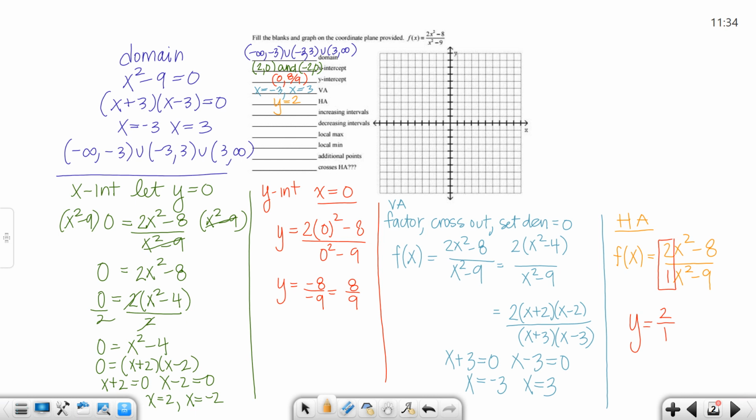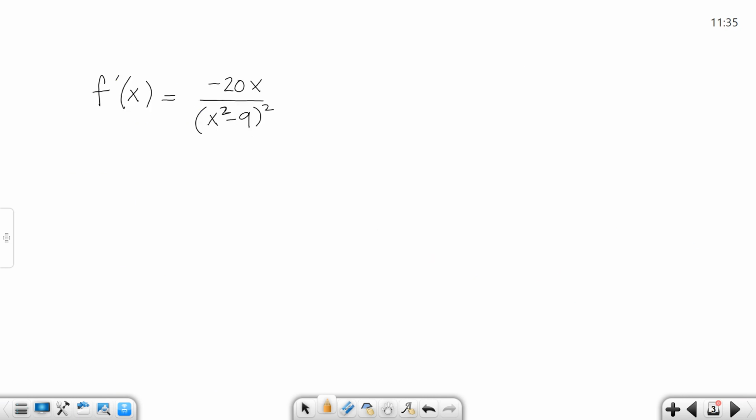Then we move to increasing, decreasing, max, and min, and so forth. Now I had to put that on a separate slide. When we're finding increasing and decreasing, the first thing you have to do is take the derivative. Now, I did this ahead of time.